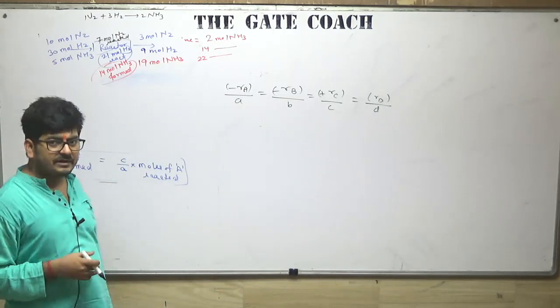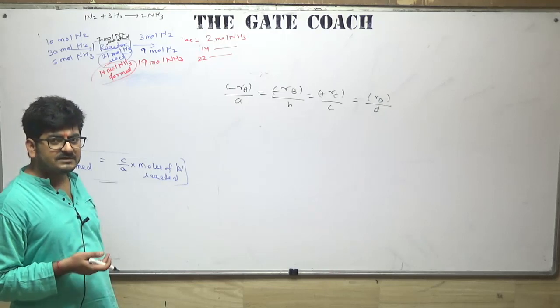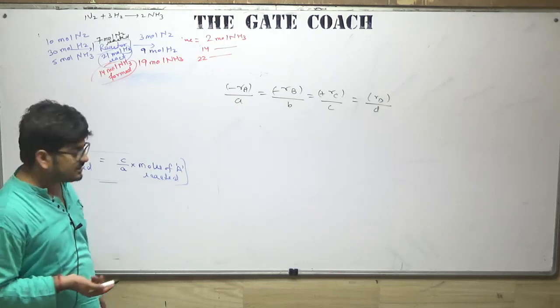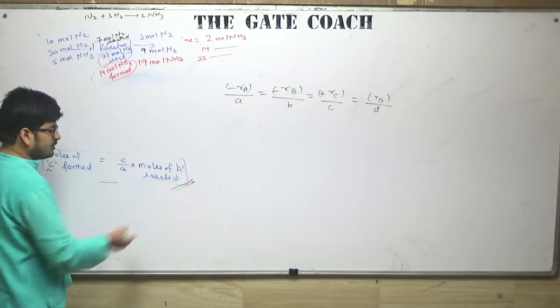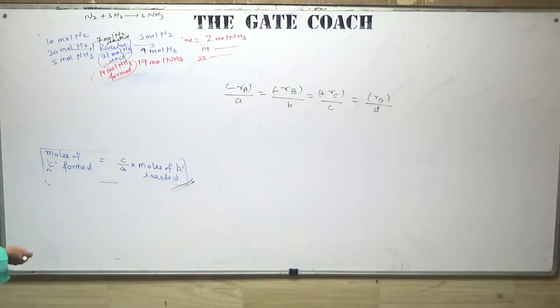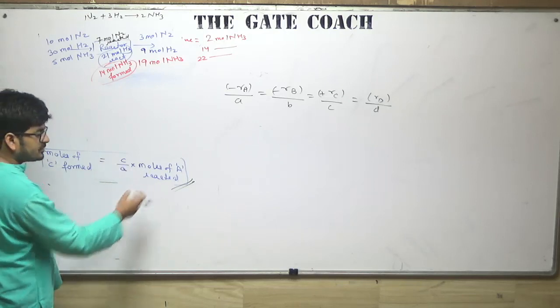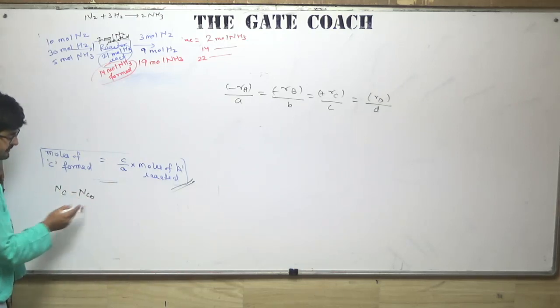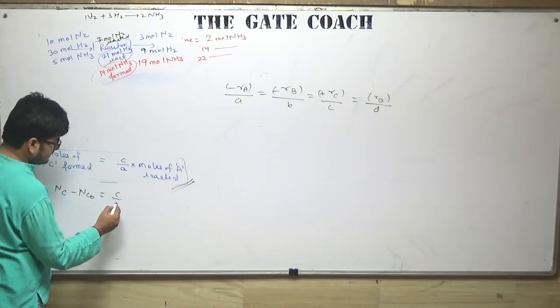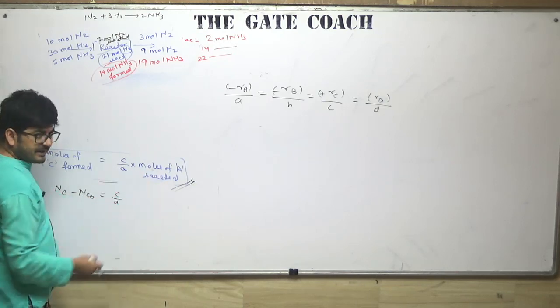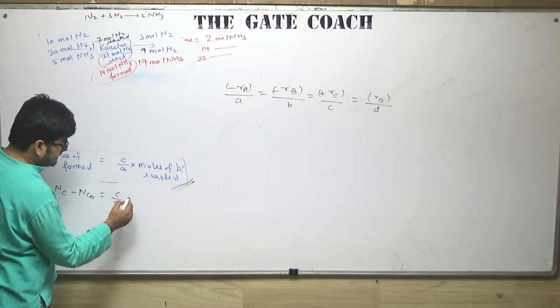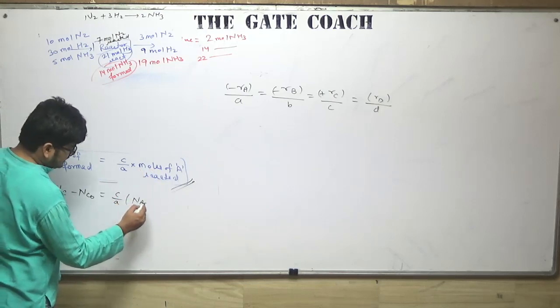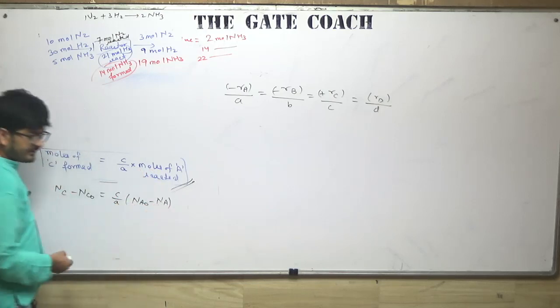Which I wrote directly, and this relation is also coming from the same mole balance expression. As you can see, moles of C formed equal C by A times moles of A reacted. Moles of C formed can be written as final moles of C minus initial moles of C, which is equal to C by A times moles of A reacted. Moles of A reacted can be written as initial moles of A minus final moles of A.